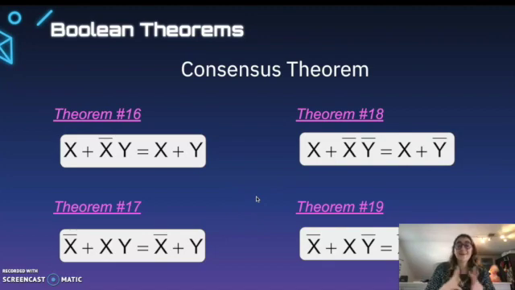Okay, so this slide looks at the consensus theorem. Consensus means that you come to an agreement on something by definition. Theorems 16, 17, 18, and 19 are saying that when we have a certain situation, it's equivalent to this. Theorem 16 is x or x'y is equivalent to x or y. Theorem 17 is x'or xy equals x' or y. In 18, we have x or x'y' is equal to x or y'. And then theorem 19 is x' or xy' equals x' or y'. So that is a consensus theorem. We've come to an agreement that if we have this situation, it is equivalent to this.